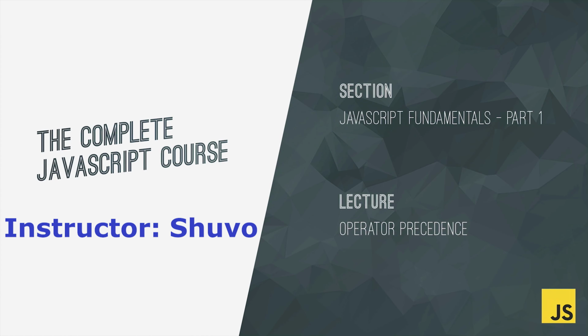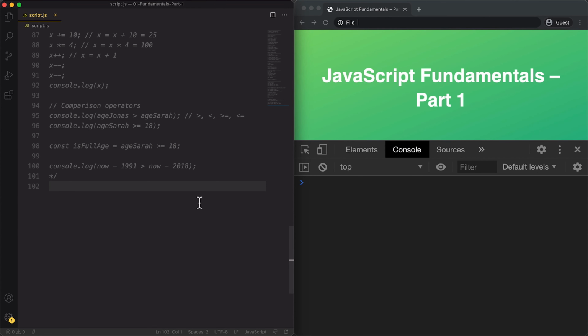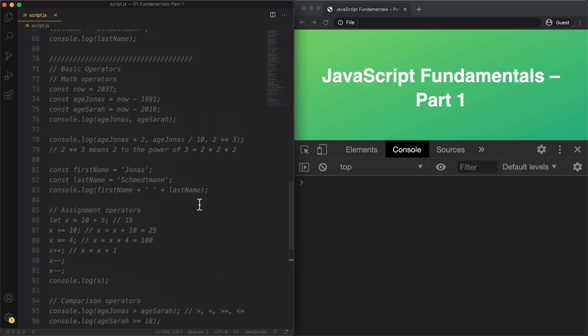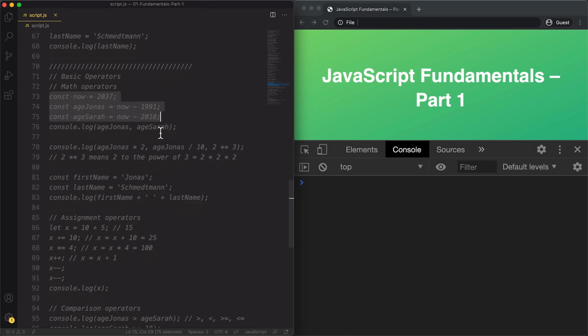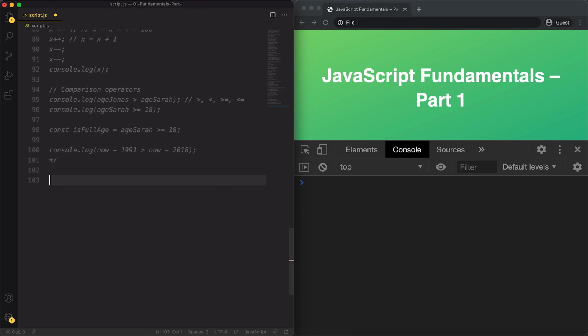In this lecture, we're going to talk about the precedence of different operators. I've already commented out the code from the last lecture, but let's bring some of it back, particularly the calculation of these edges. Like this. And also, let's recall the code we discussed by the end of the last video.